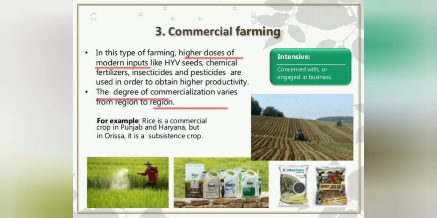These types of seeds are used for good yielding, along with chemical fertilizers, insecticides and pesticides in order to obtain high productivity. The degree of commercialization of agriculture varies from one region to another. For example, rice is a commercial crop in Haryana and Punjab because people living in Haryana don't consume rice as food. But in Odisha, it is a subsistence crop, which means this type of crop is used as a food crop.